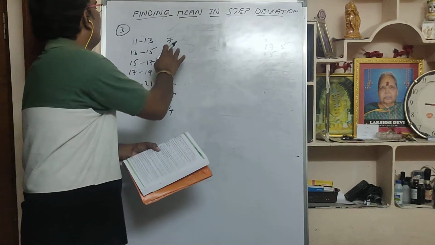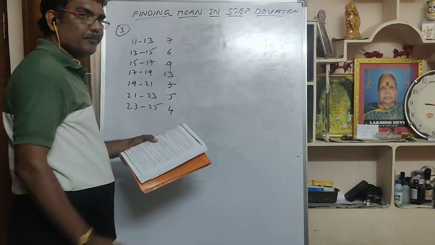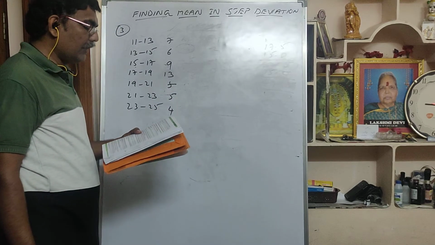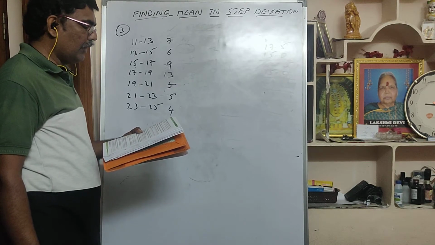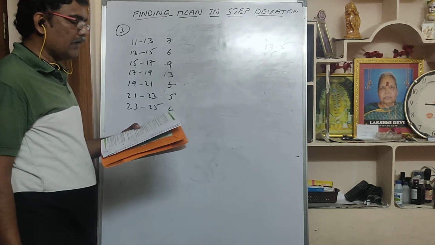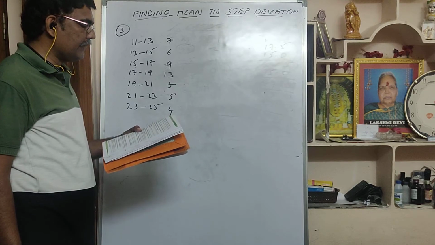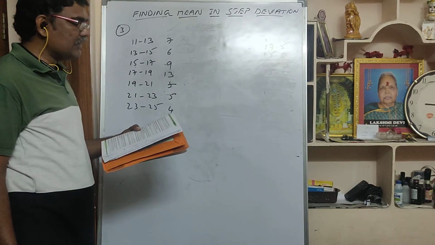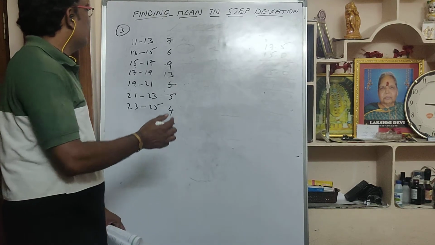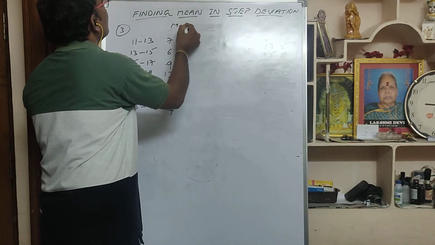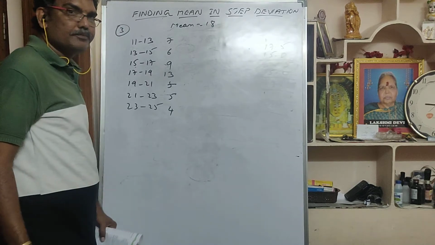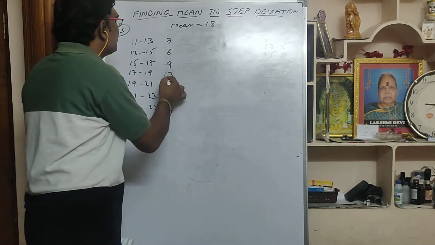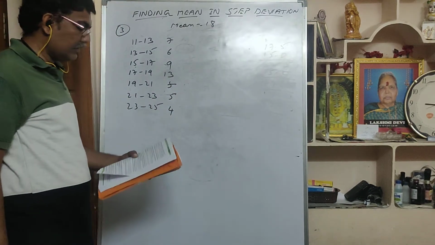In this one frequency he did not give, but you have to read the question carefully. The following distribution shows the daily pocket allowance of children of a locality. The mean pocket allowance is 18 rupees. They gave the mean as 18. So what you have to find is the missing frequency.